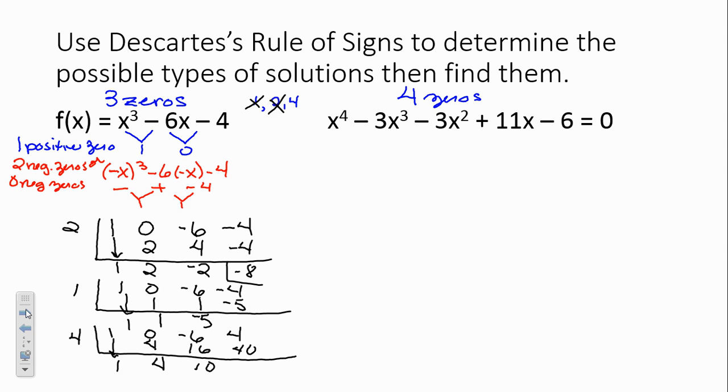Dropped our 1. 2 times 1 is 2. 2. 4. Negative 2. Negative 4. Negative 8. Didn't work. Try our 1. 1 times 1 is 1. 1. 1. Negative 5. One of those should have worked. Where did we make our mistake? We didn't need 2 zeros there, did we?